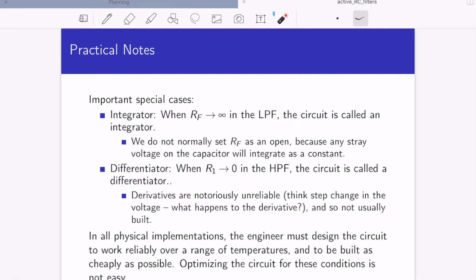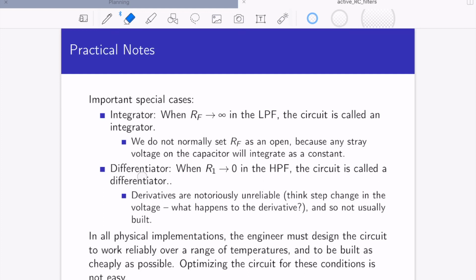So there's a few practical notes we need to consider. All the circuits we looked at really had a gain of minus ZF over Z1. When RF goes to infinity, we would call that an integrator. And what that means is that you would just not put a resistor in there. So you would set it as an open. And the problem with that is if you had any stray voltage on the capacitor, it would integrate as a constant and create a big error. So even though the theory is good, in practice you don't want to do that.